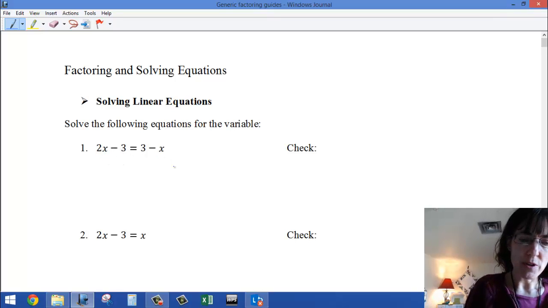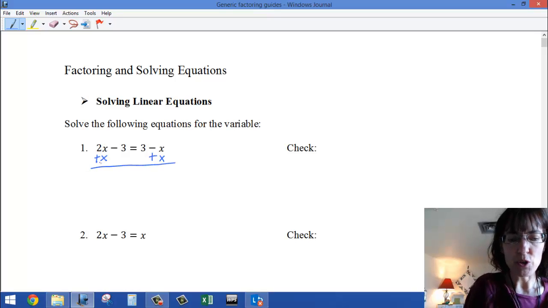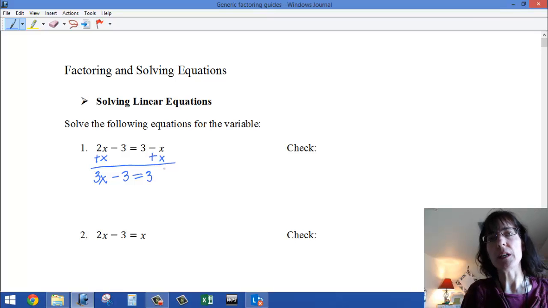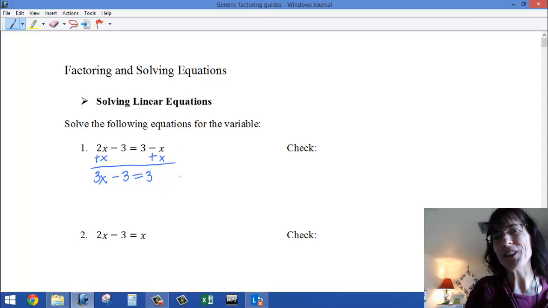Starting off here, the first thing I see is I have a 2x on the left and a negative x on the right. So if I add an x to both sides, it's like a 1x. Then I have a 2x plus a 1x, so that gives me 3x minus 3 equals, and then I have a 3 there, nothing happening to it. I have negative x plus x, so I have an x and I'm taking away an x. So I have nothing in terms of the x's on the right-hand side. So I essentially moved it to the left-hand side.